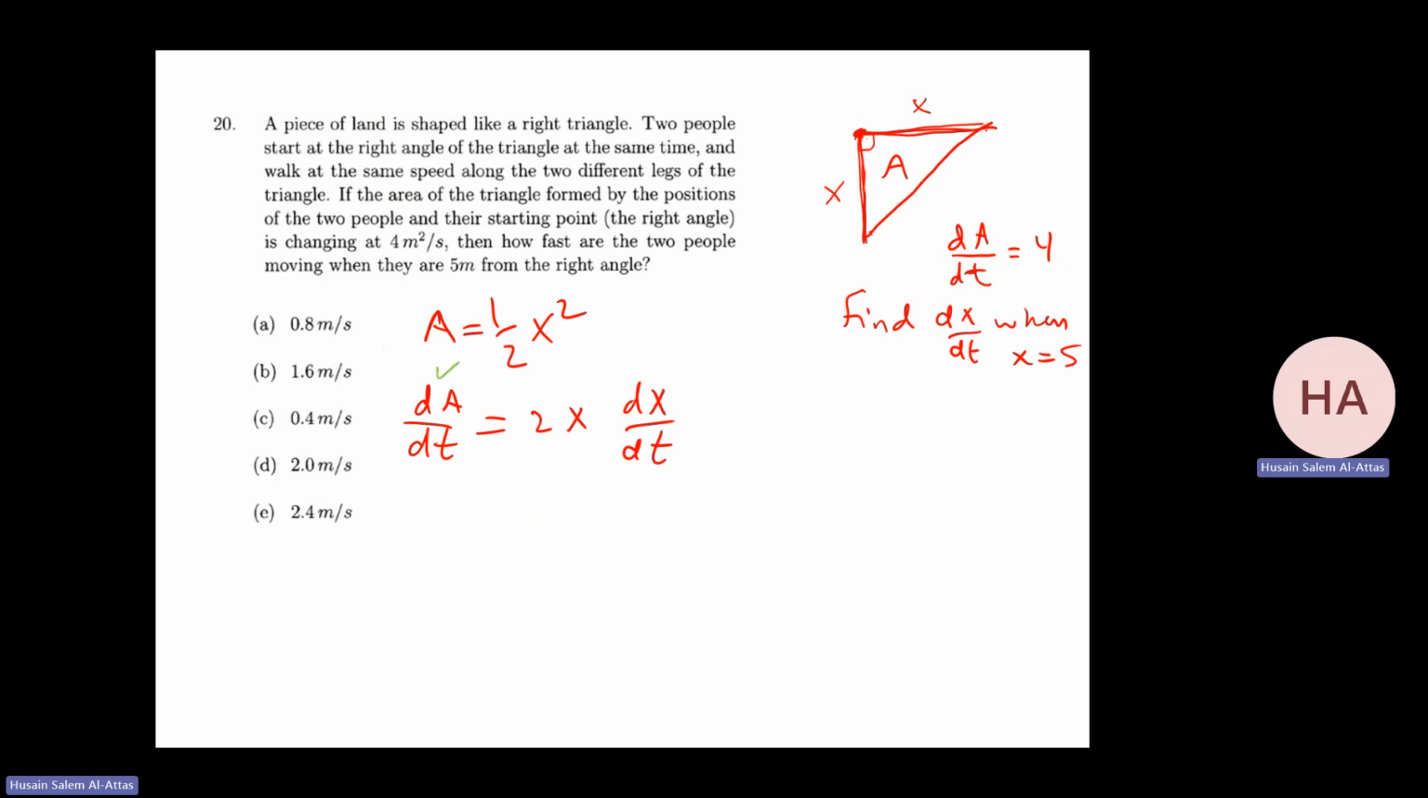This is given. x is given. This is what I'm looking for. When you differentiate this, it will be 2 over 2 times x, so x dx over dt. So 4 equals 5 times what I am looking for. So dx by dt will be equal to 4 over 5, which is 0.8.